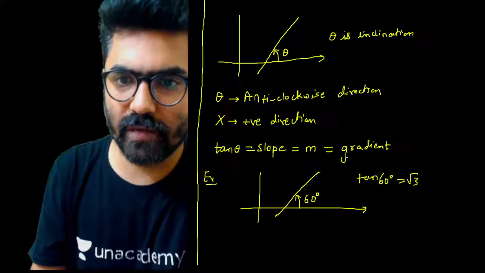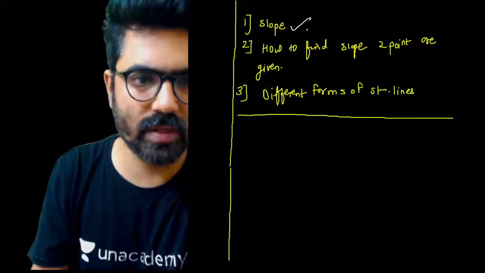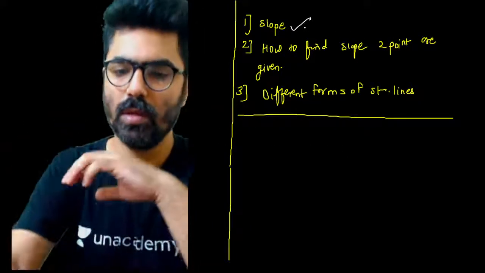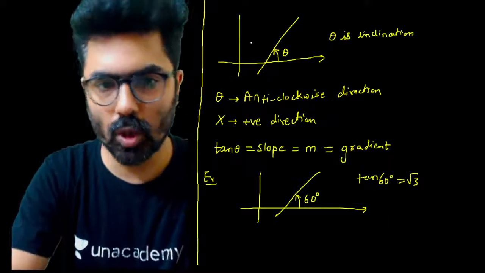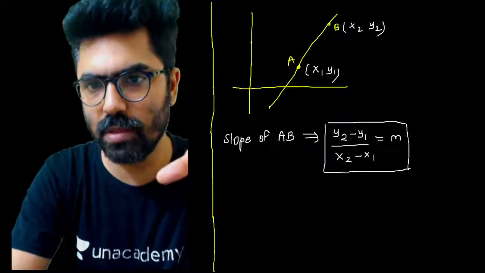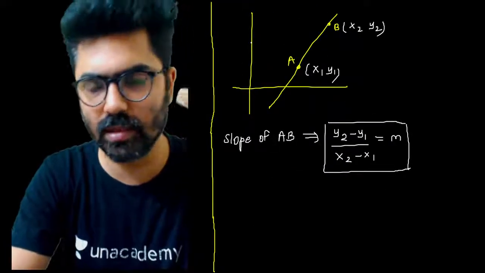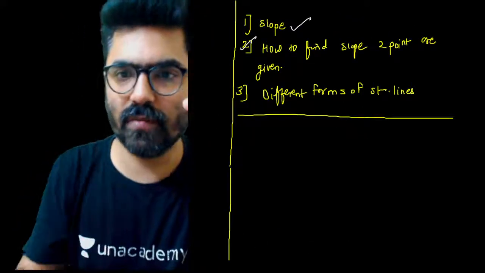So till now what we have discussed is basically slope. Whatever points we have discussed till now, it is slope. How to find the slope from 2 points? Slope is tan of inclination. We have discussed some basic examples, slope of x-axis, slope of y-axis. Now let's start with the different forms of straight line.